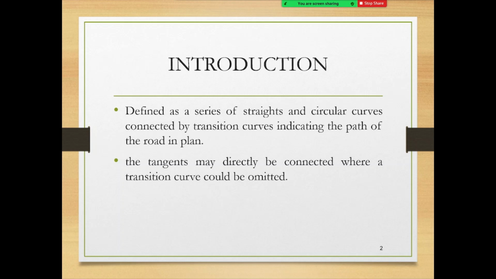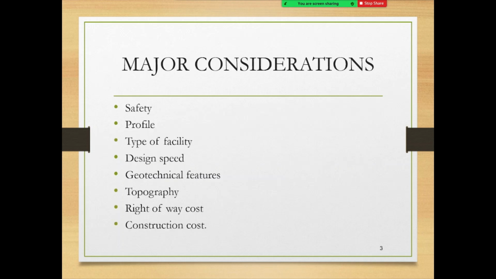But when it comes to higher speeds, like say 100 or 110 or 120, you can't do it within the boundaries of the lane width. So what you do is, we provide a transition curve, right? So then there are tangents, and now that is what they are telling. The tangents may directly be connected where a transition curve could be omitted. Okay, so if you can omit a transition curve, then we can connect tangents directly to the curve, right?